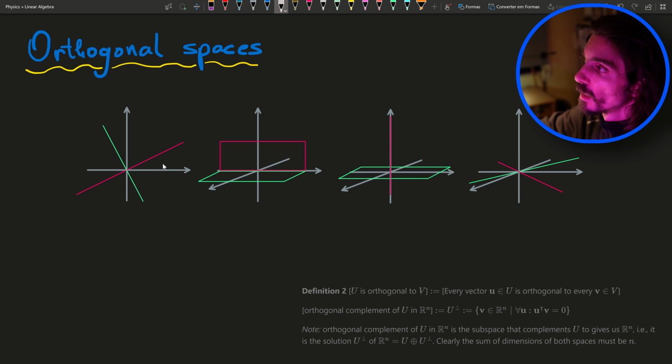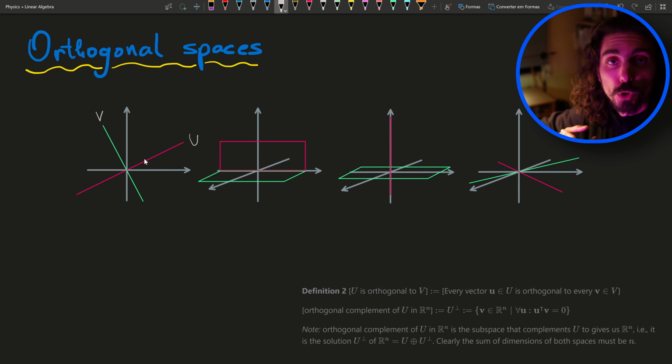Okay, this time let's see orthogonal spaces. To motivate this idea, I give you here 4 pictures. So let's analyze each one and see what conclusions we can take. Here we find 2 lines, the line U and the line V.